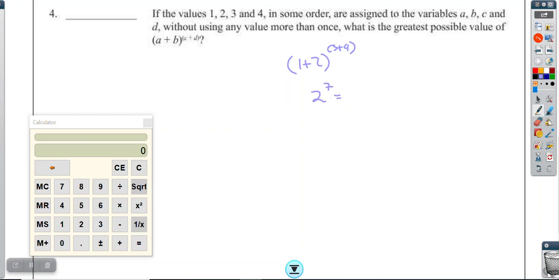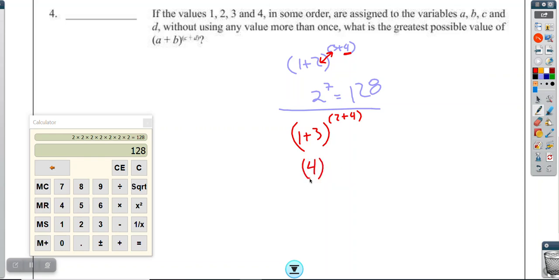2 to the 7th is good, but it's not as good as it could be. 2, 3, 4, 5, 6, 7. 128 seems pretty good. However, I feel like we might be able to do better. So let's try another combination. I do know I want that 4 there. So let's switch the 3 and the 2. We're going to go with 1 plus 3, and then the 2 plus 4, so that is 4 to the 6th.